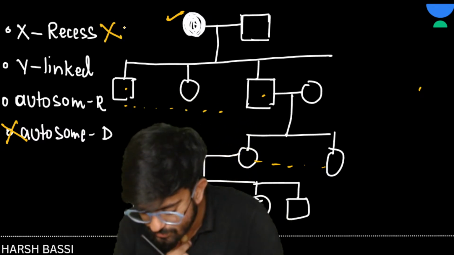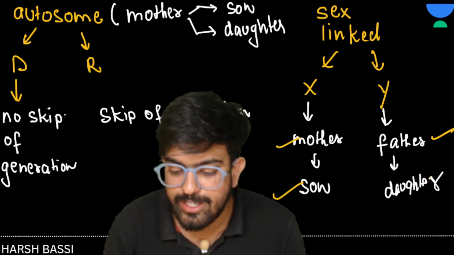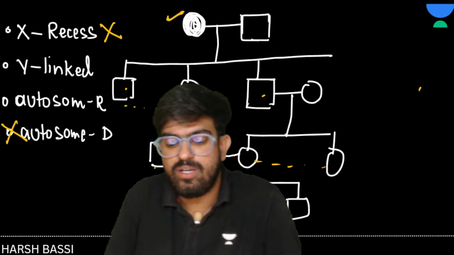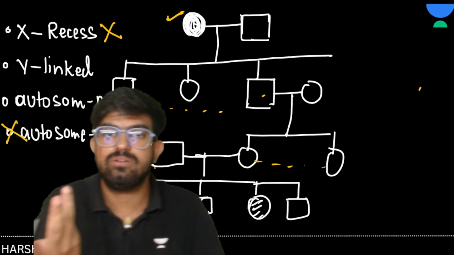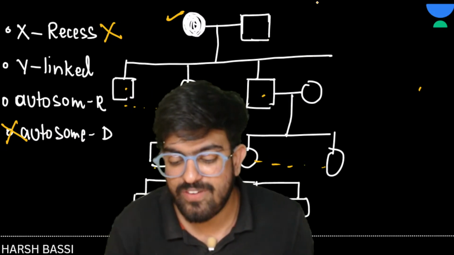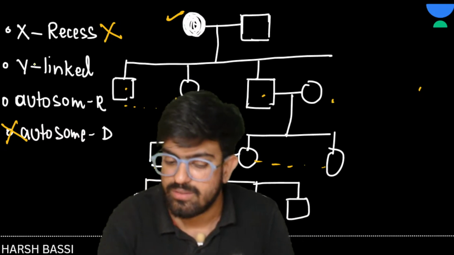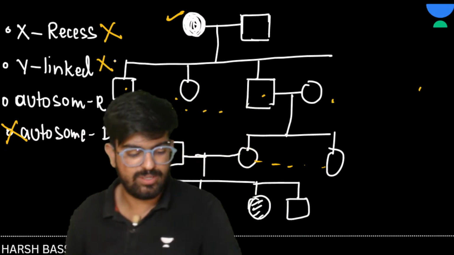Y-linked? Check this. Y-linked means father to daughter. Father is not affected, totally chill. No father is affected here, and daughter is also not affected. Y-linked is also gone. What remains is autosomal recessive.